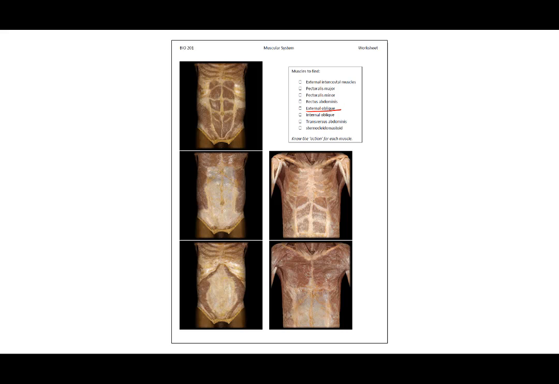External obliques are going to be out here on the outside, where the internal obliques are coming in at the opposite angle. Transversus abdominis is here. It's going around side to side. And then sternocleidomastoid, we're only seeing the very bottom part of it. It's this portion that's actually attaching onto the clavicle. On the upper portion, it's attaching to the mastoid process just behind your ear.